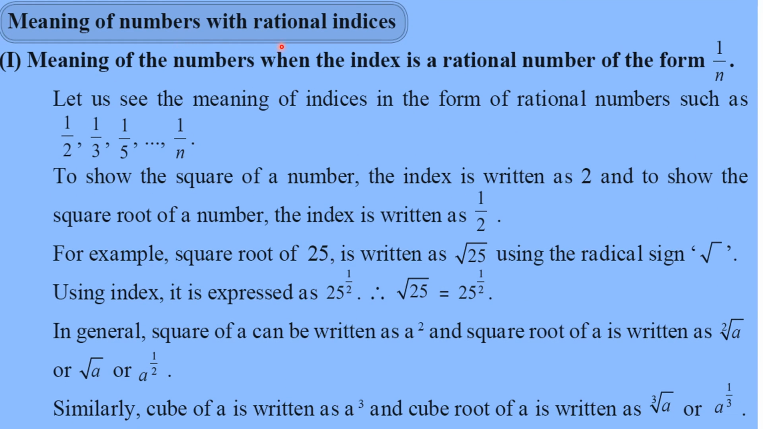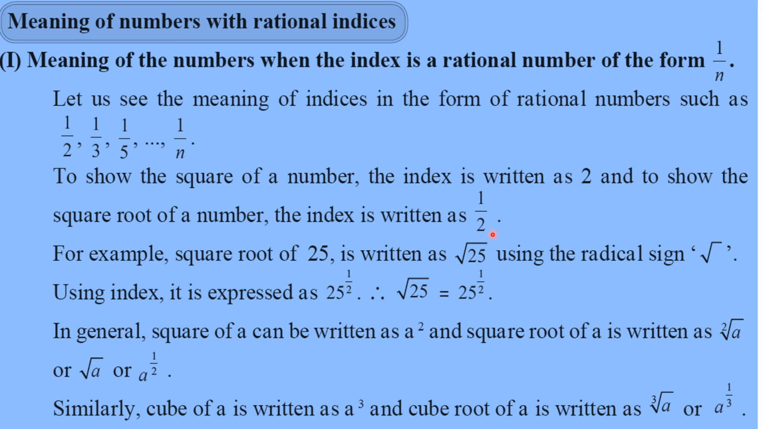Meaning of numbers with rational indices. Meaning of numbers when the index is a rational number of the form 1 upon n. Let us see the meaning of indices in the form of rational numbers such as 1 upon 2, 1 upon 3, 1 upon 5 up to 1 upon n. Now to show the square of a number, the index is written as 2. And to show the square root of a number, the index is written as 1 upon 2.